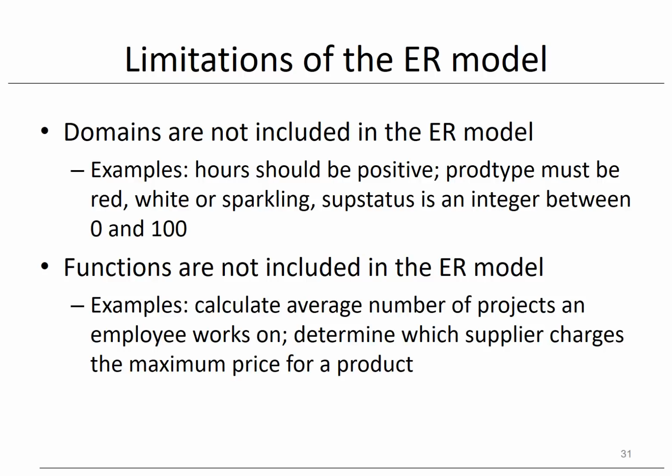Furthermore, since domains are not included in the ER model, it is not possible to specify the set of values that can be assigned to an attribute type. For example, hours should be positive, prod type must be red wine or sparkling, substatus is an integer between 0 and 100.